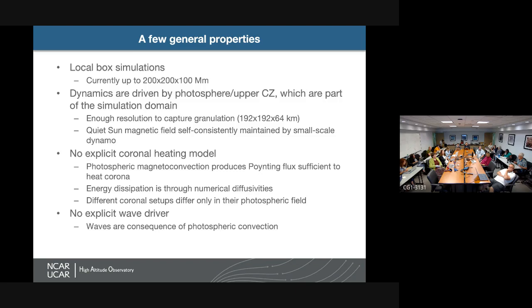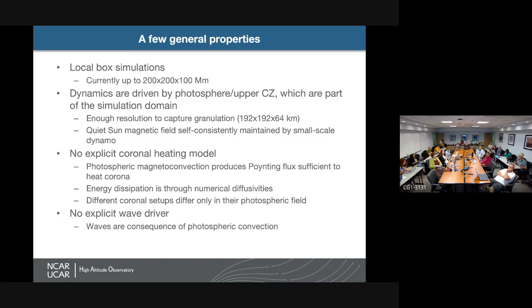In all these simulations, there's a quiet sun reference, and the quiet sun in these simulations actually is a self-consistently maintained small-scale dynamo. So the quiet sun magnetic field we don't have to put in, it's maintained by the simulation itself. And the consequence of these types of models is there's no explicit corona heating model here. It's the photospheric magnetoconvection which produces the Poynting flux that maintains the corona. The only degree of freedom you really have is what magnetic field structure you put in the photosphere. That is how you distinguish quiet sun from active region or anything in between.